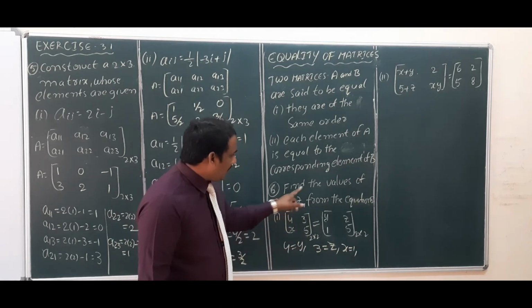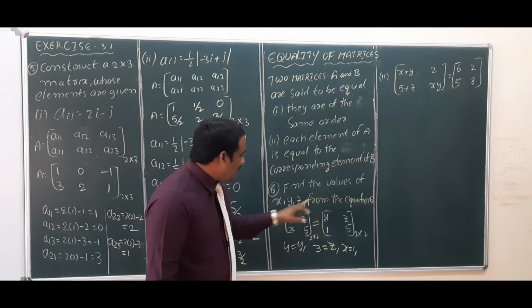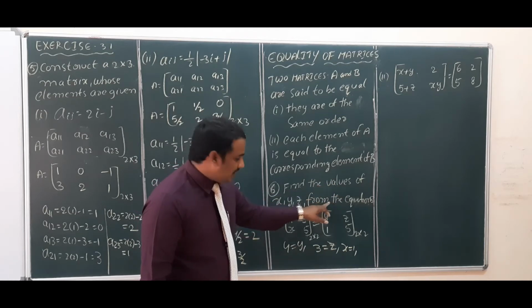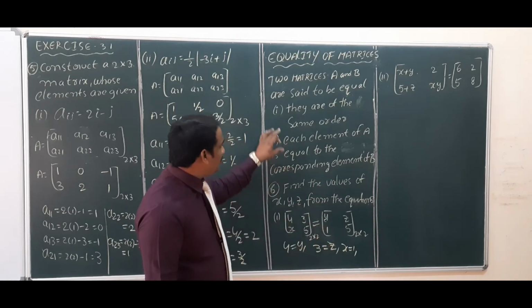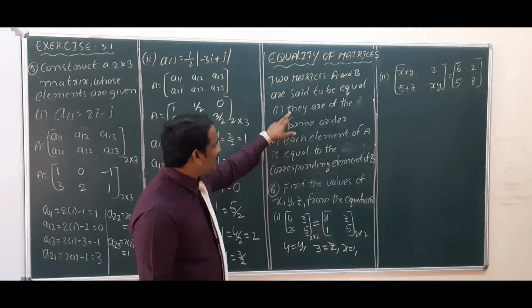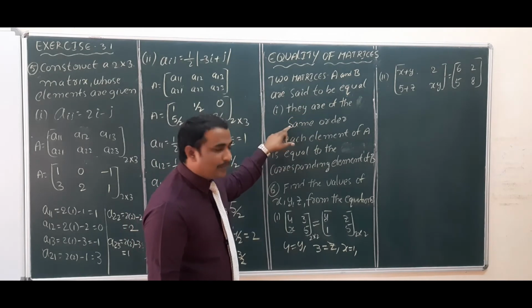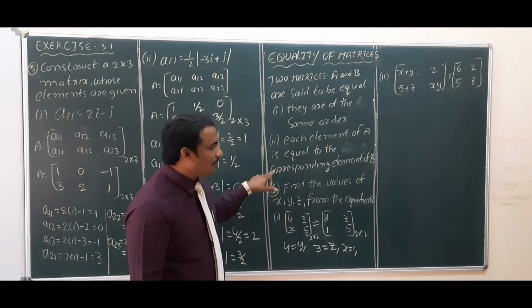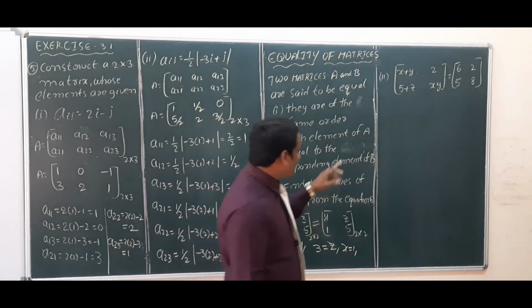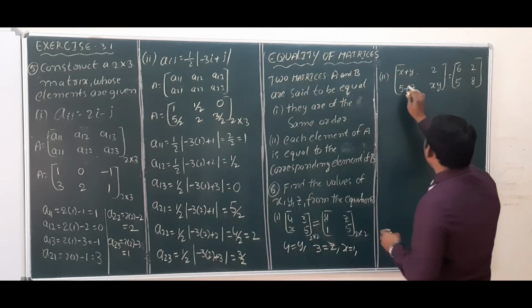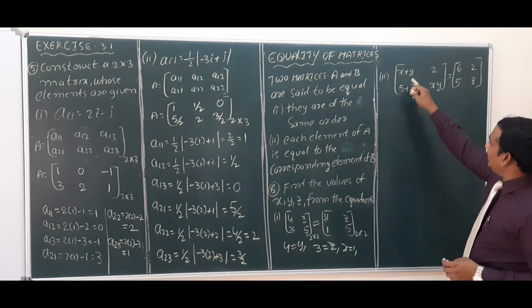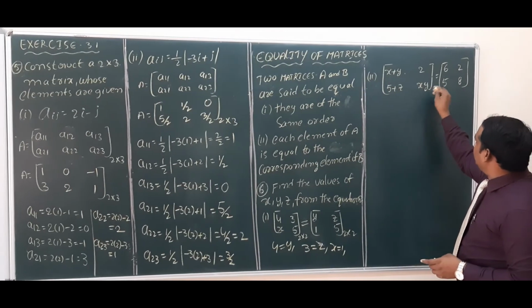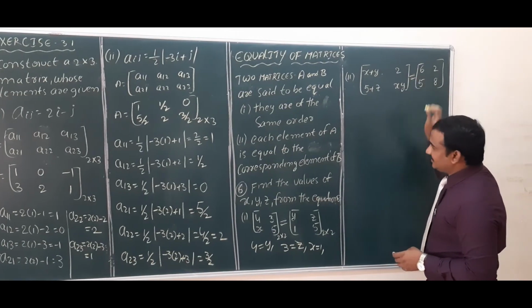Whenever they are asking to find the values of x, y, z from the equations, equating the two matrices, you have to remember these two conditions. What is the first condition? They are of the same order. Second one, each element of A is equal to the corresponding element of B. One more question you can see. Here, the same: find the values of x, y, z. Here they are given equating two matrices.